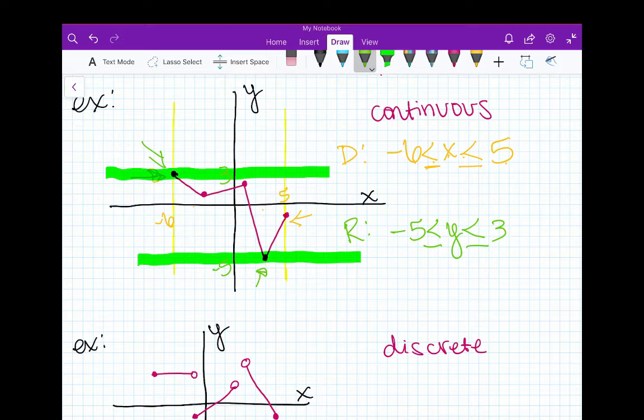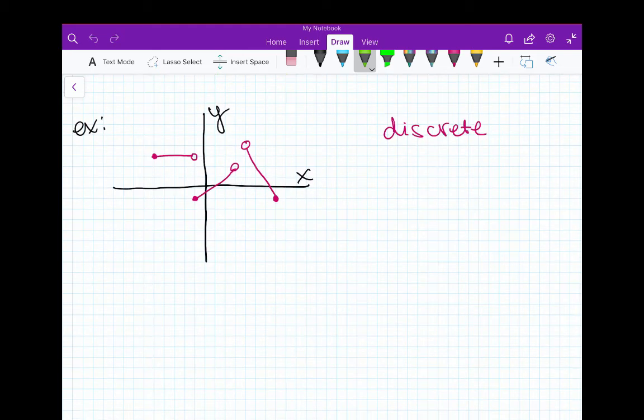It really helps if you use highlighters, kind of like I did here, to be able to see the domain and the range. Again, domain is from left to right and range is from bottom to top. You have to make sure that these numbers are in order from least to greatest. It would not make sense if the 5 was on the left and the negative 6 was on the right.